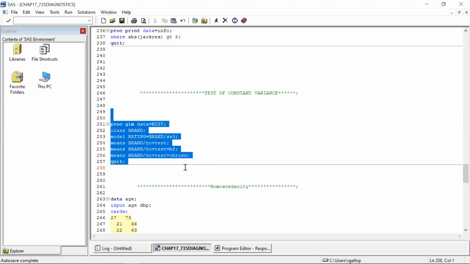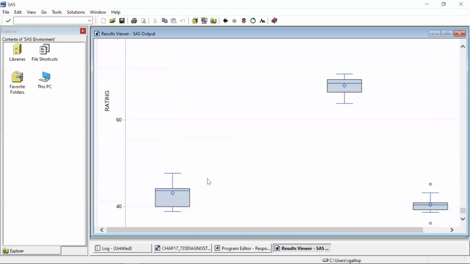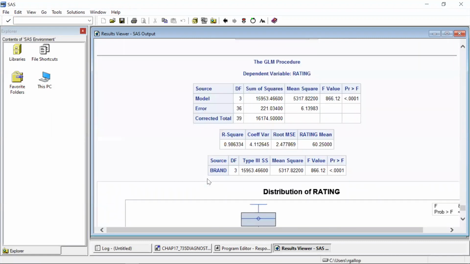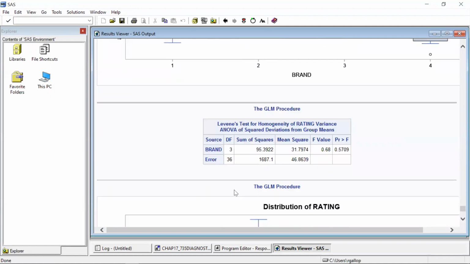When I run this, let's go ahead and take a look. We already know the results, and we'll go up to the top of the output. Here's the output from the Levene's test, and as you see, there's the p-value. Based on the available data, I do not have sufficient evidence to indicate that the variances are unequal across the 4 groups. Therefore, I will assume the homogeneity of variance assumption is met.